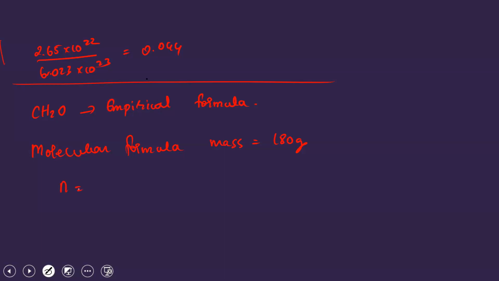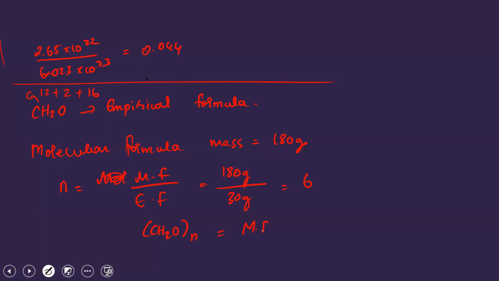Molecular formula mass by empirical formula mass. Molecular formula mass is 180 grams. Empirical formula mass is 12 plus 2 plus 16, which is 30 grams. So if you cancel, you get 6. So (CH2O) n times will give you the molecular formula. So n is equal to what? 6. So molecular formula is equal to (CH2O)6, which is equal to C6H12O6. Is that clear to all of you? Please note it.